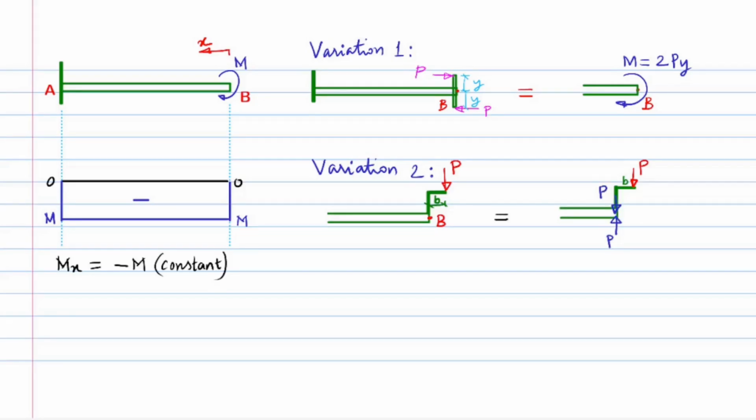We hence have a point load P acting at the free end B acting downwards as one of the loads, and the other load is in the form of a clockwise couple of value P times B also shown acting at the free end B.